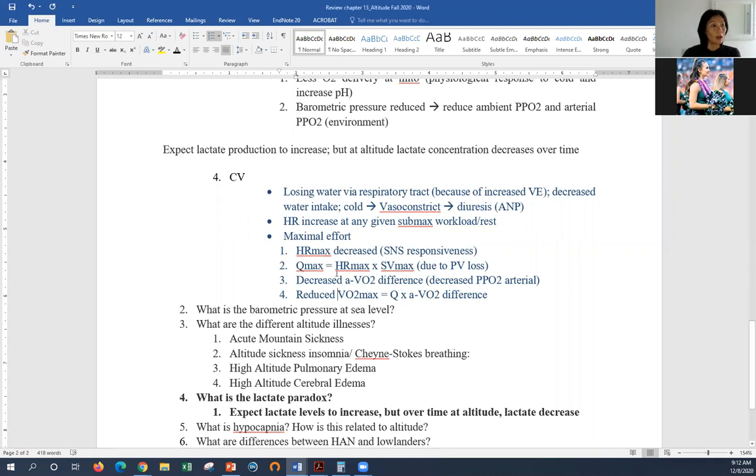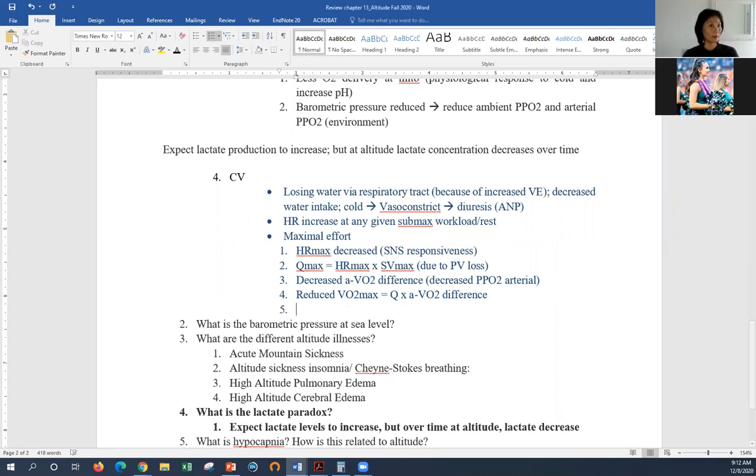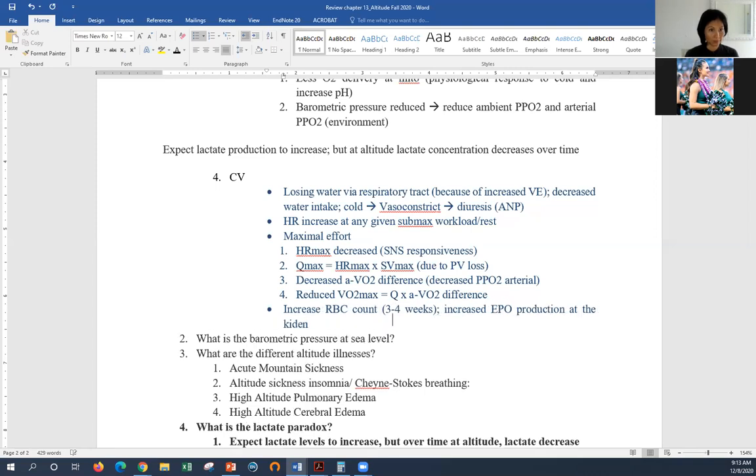On the plus side, we have an increase in red blood cell count. And this takes about 3 to 4 weeks. And this is a result of the increased erythropoietin production at the kidney. So our oxygen carrying capacity is going to be increased, but this is going to be in the face of a reduced plasma volume, which is our limiting factor here.